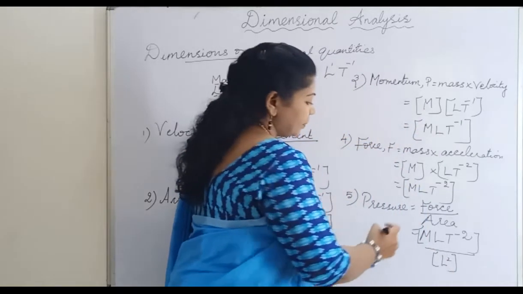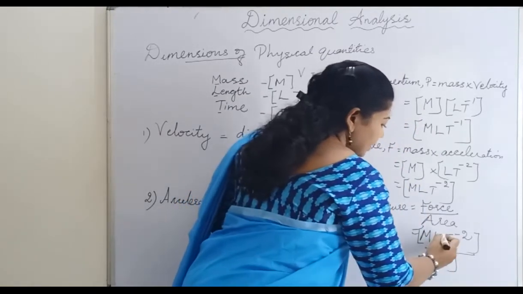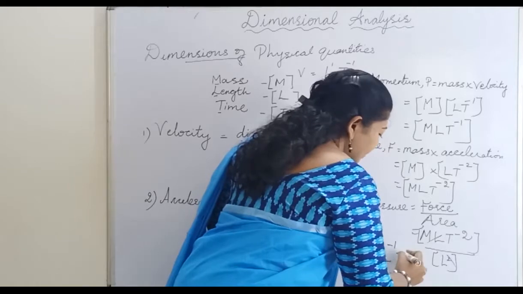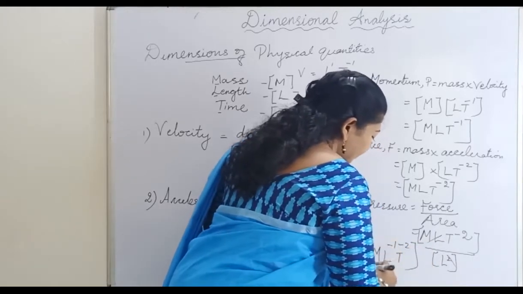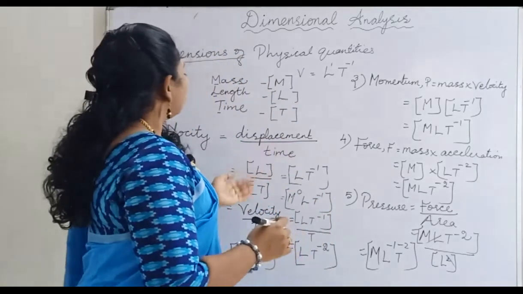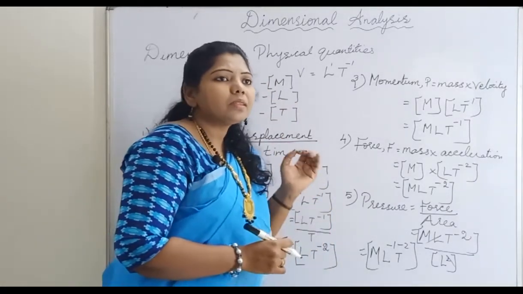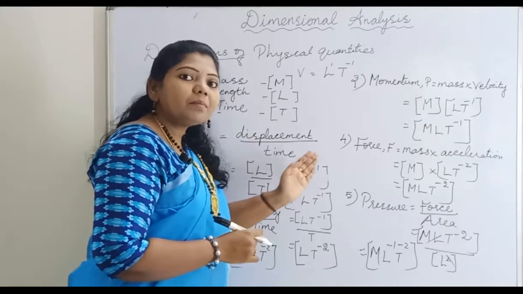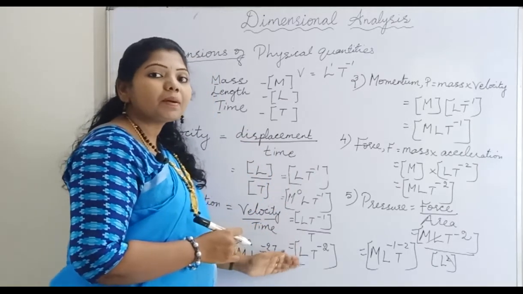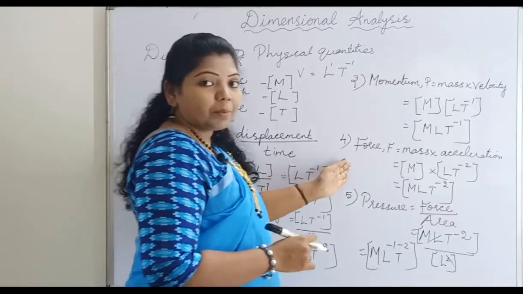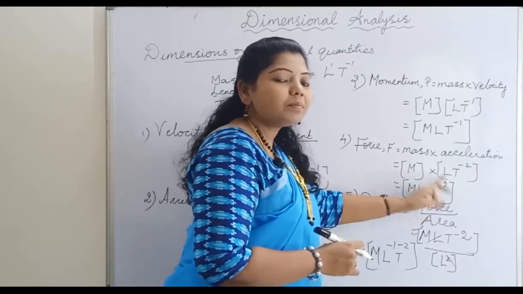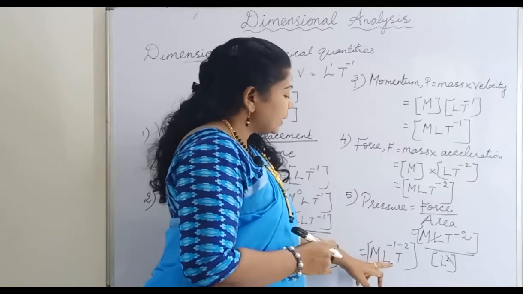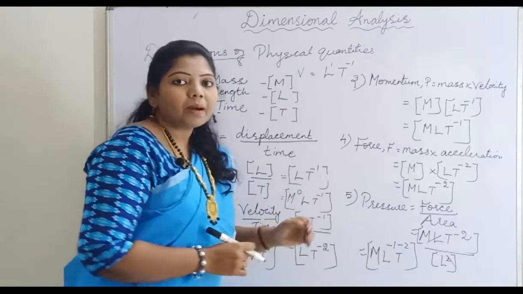So what will you get? M, this L and one L gets cancelled. So it is M L power minus 1 T power minus 2. Okay, so these are the very important dimensional formulas. You should always have these in your mind. For velocity, it is L T power minus 1. Acceleration, L T power minus 2. Force is very important. Force, M L T power minus 2. Pressure, it is M L power minus 1 T power minus 2.